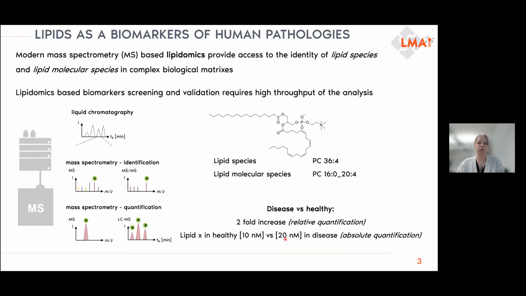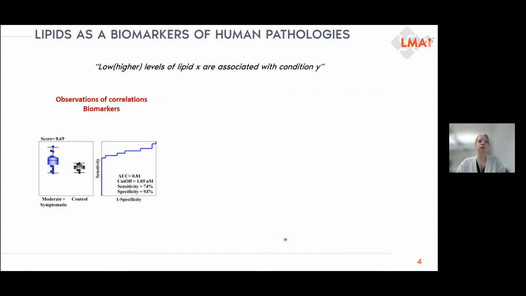So the majority of the studies which we and others are doing in this respect, in this very high throughput manner, report something like that. So we can say that there is a lower level of lipid X, and this is associated with condition I. So we can always plot that kind of graph and say, okay, there is maybe a biomarker for certain conditions. And that is, of course, a very useful approach, because it allows us to screen very fast large cohorts of samples from patients, and we're really getting some insights.